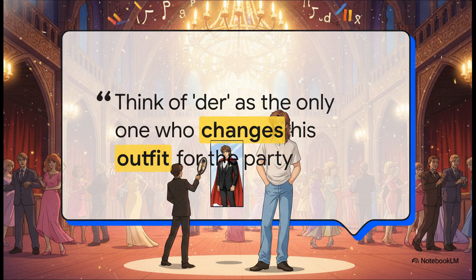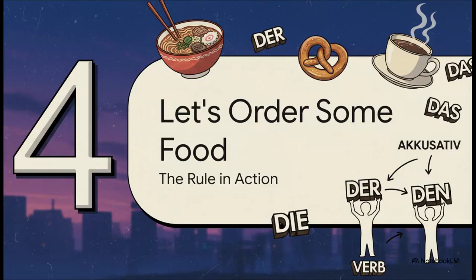Here's a kind of a silly way to remember it, but it works. Think of the articles as people going to a party. You know, die and das, the feminine and neuter ones, they're pretty chill. They just show up in their regular clothes. But der, the masculine one, he's the only one who makes a big deal about changing his outfit when he's the center of attention.